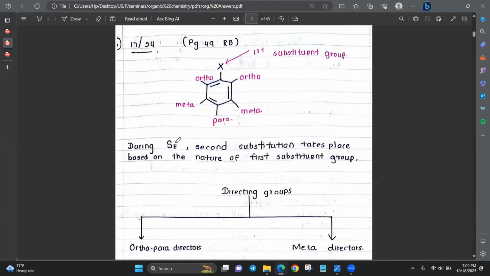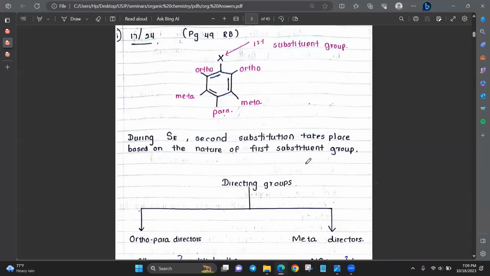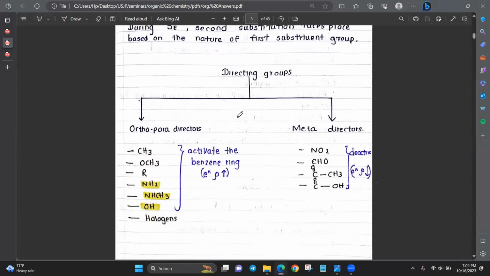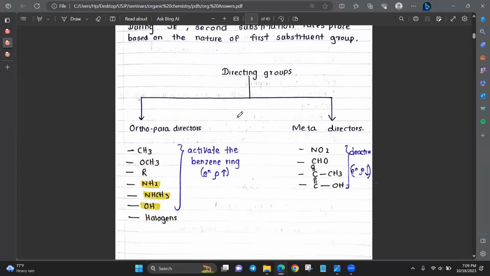During electrophilic substitution, the second substitution takes place based on the nature of the first substituent group. Nature means the directing ability. The first substituent group can be of two types: ortho-para directors as well as meta directors. What are the ortho-para directors? In our syllabus, these are the ortho-para directors.